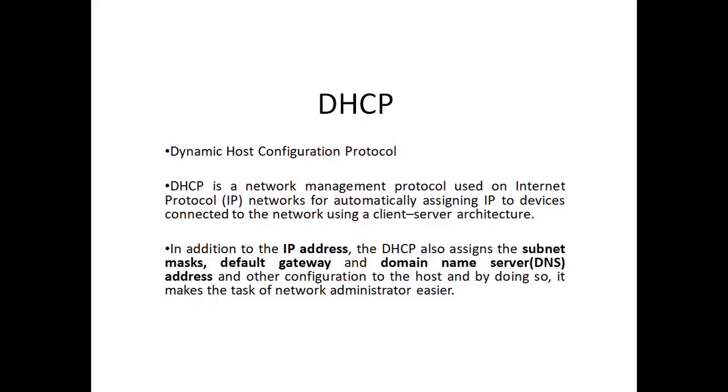DHCP is actually a network management protocol used on Internet IP networks for automatically assigning IP addresses to the devices connected to the network by using a client-server architecture. So in addition to the IP address, DHCP also assigns the subnet mask, default gateway, domain name server, and other configuration to the host.